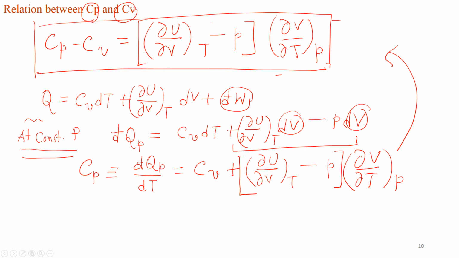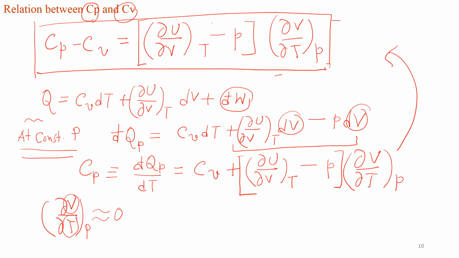Now think about a solid. For solid, this term (∂V/∂T)_P, which is the change in volume with respect to temperature, keeping the pressure constant, that will be almost negligible. So Cp minus Cv for solids is almost 0.